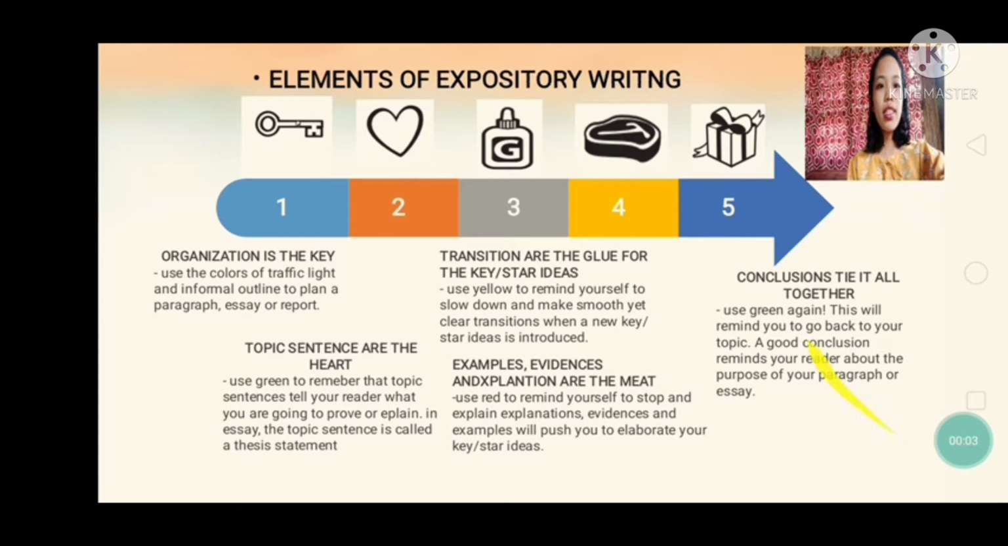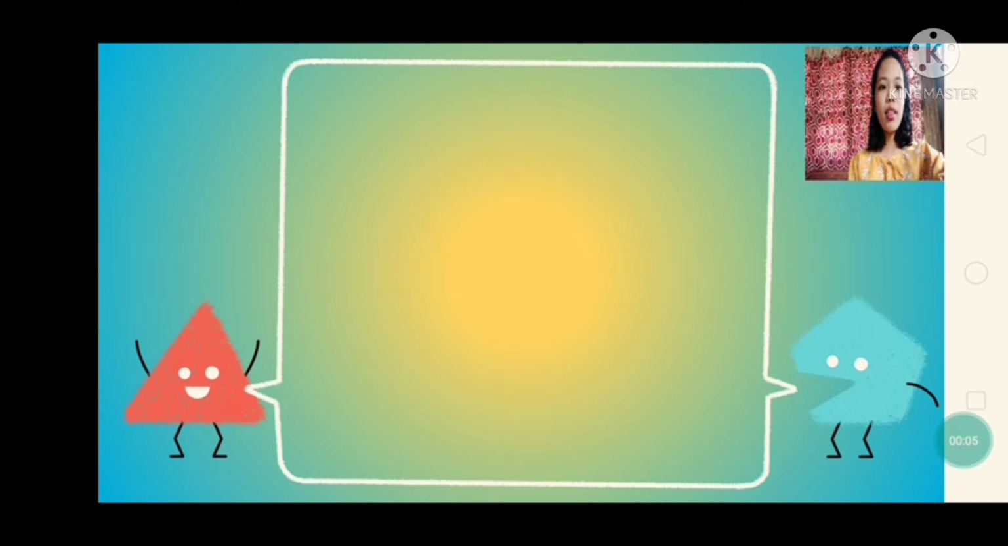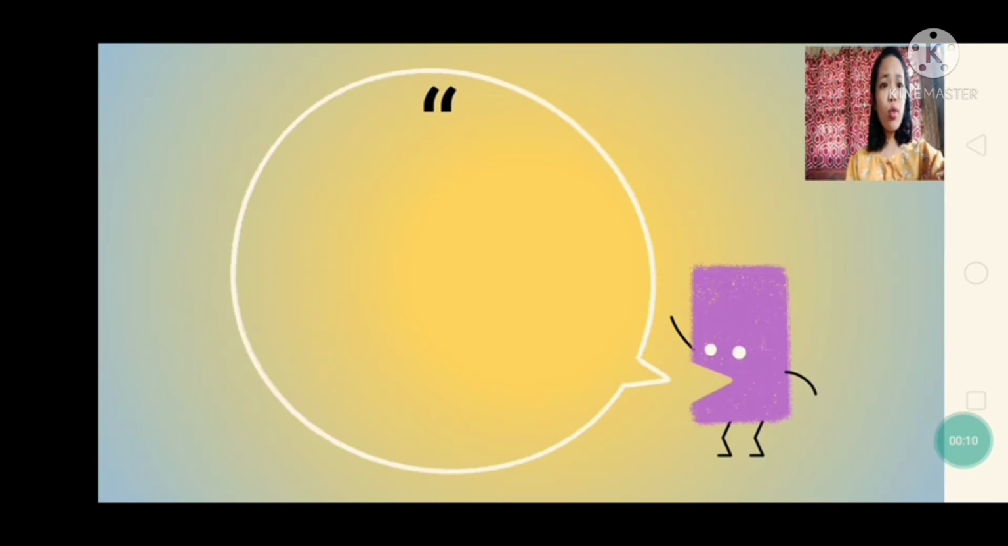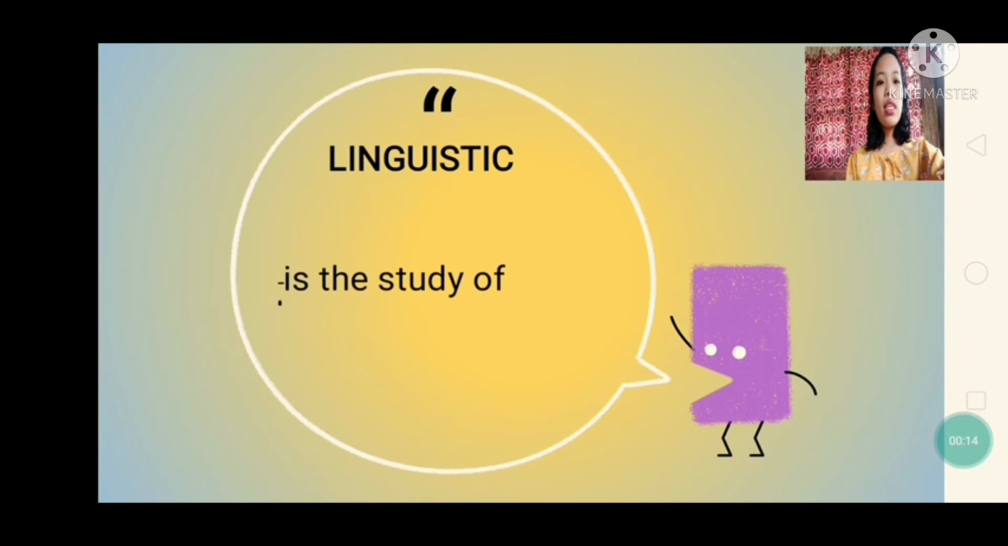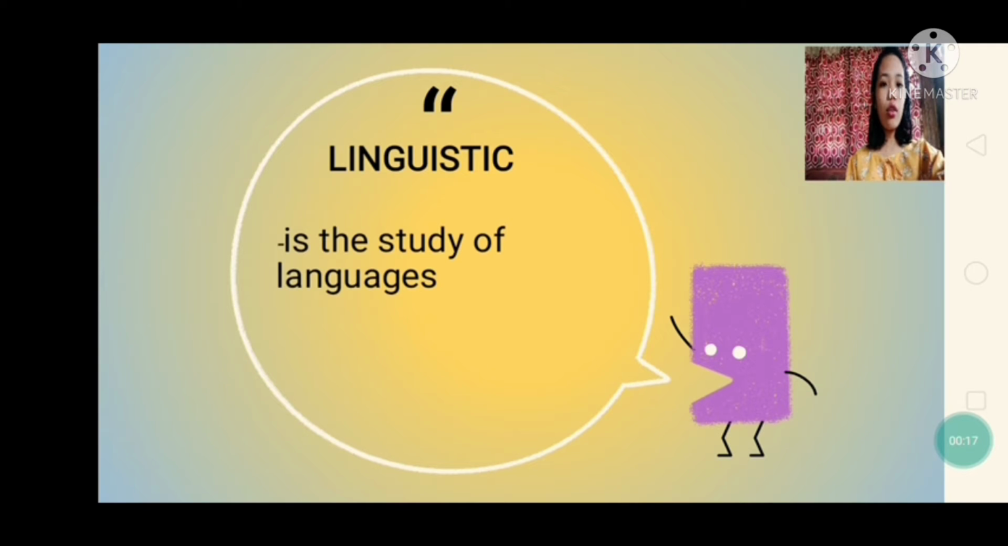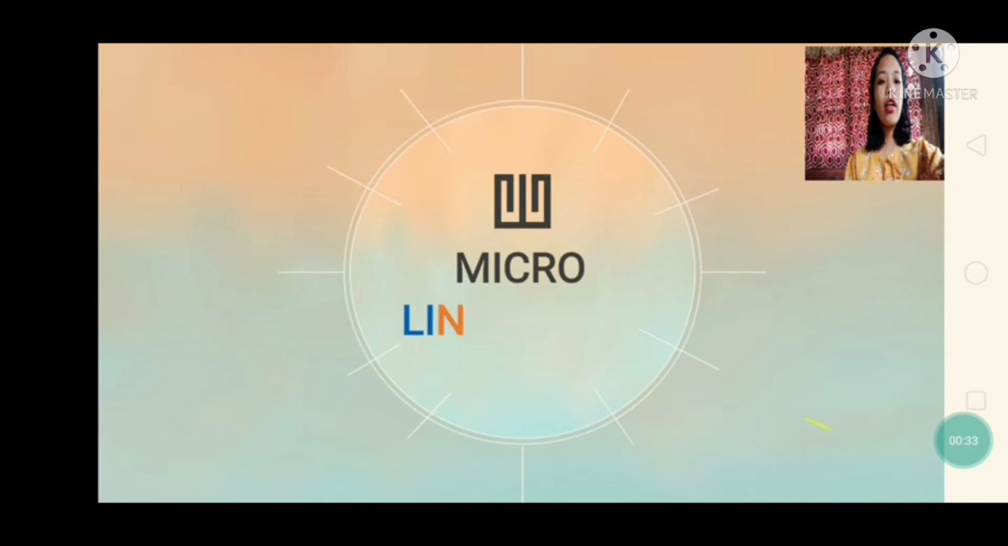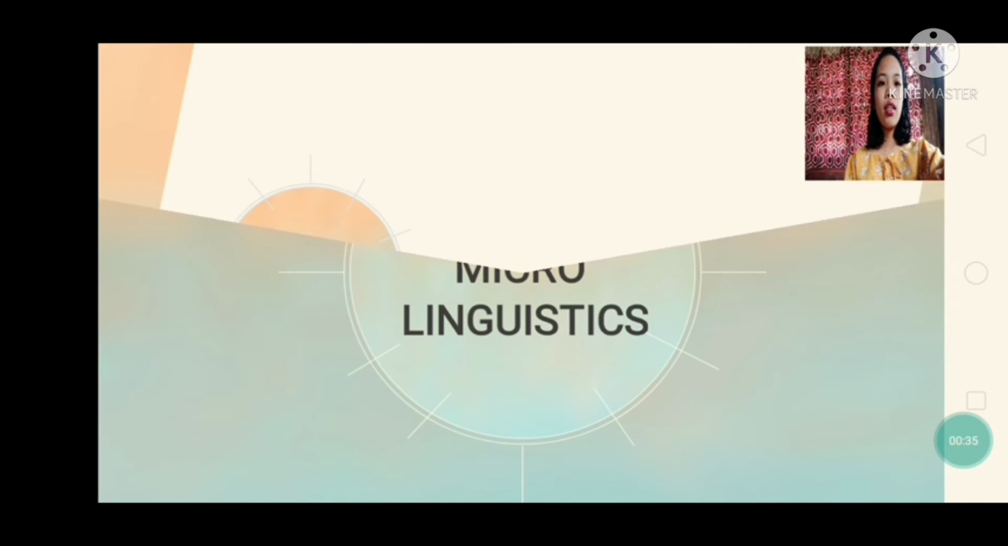So now let's proceed to linguistic signals. So what are the linguistic signals? But first, let us define linguistic. Linguistic is the study of language. It is the subject matter of linguistic, which is language. And now we are going to talk about one of the branches of linguistic, which is microlinguistic.